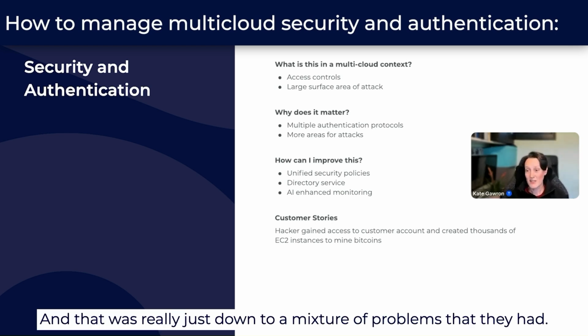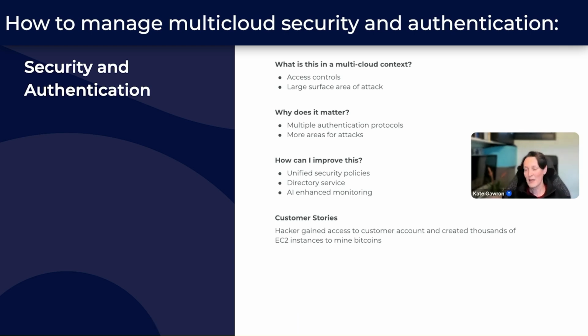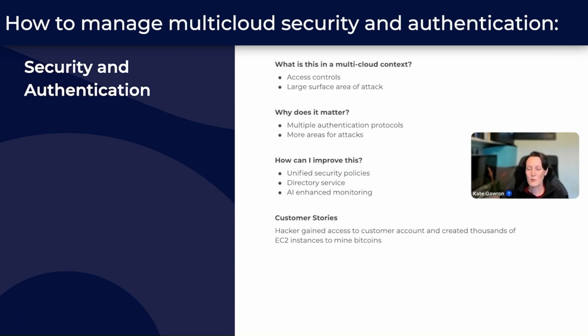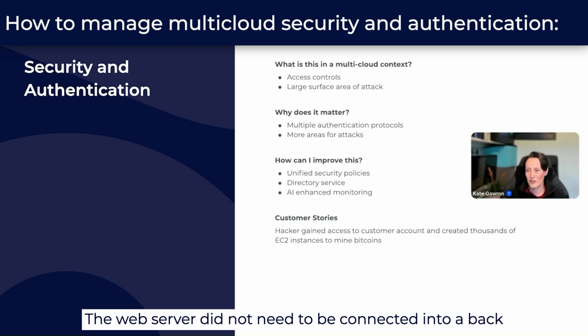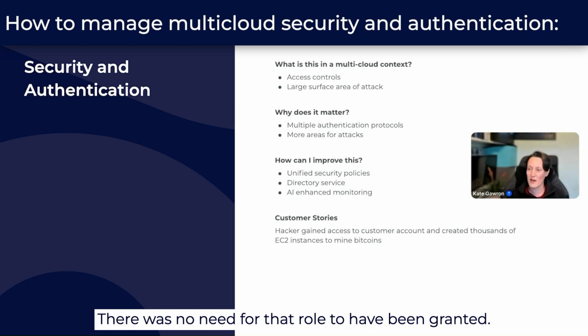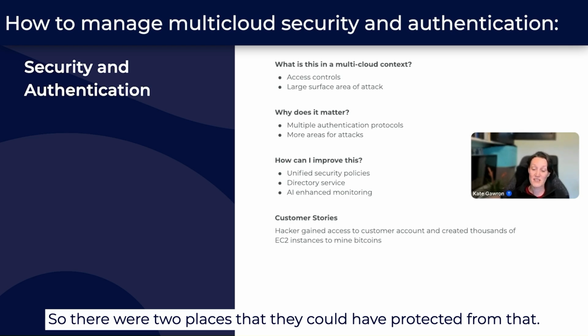And that was really just down to a mixture of problems that they had. One was storing access keys in plain text on a web server, but also the fact that access key had such high amounts of privileges. The web server did not need to be connected into a back-end user that had permissions to create an EC2 instance. There was no need for that role to have been granted. So there were two places that they could have protected from that.